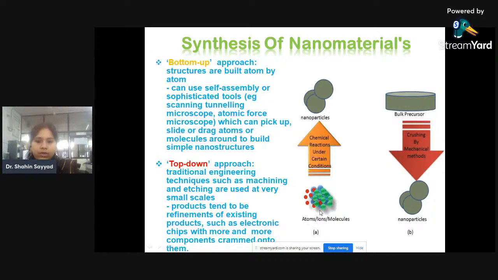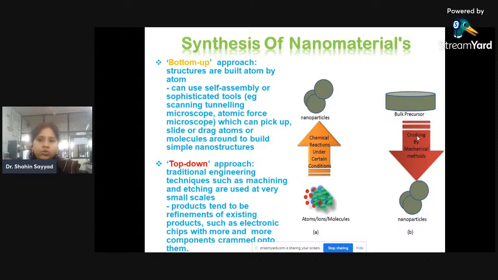And we are dealing with the atoms by atom deposition or ions or molecule deposition. Then we are giving certain treatment and they form the nanoparticles. Okay, and top-down approach, here we are having the bulk particle. And there are particles which are molecules which are having the micrometer size. Then we are applying some mechanical method or crushing. We are crushing the glass particles.